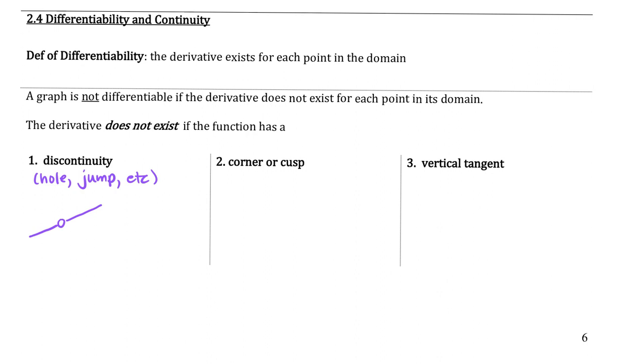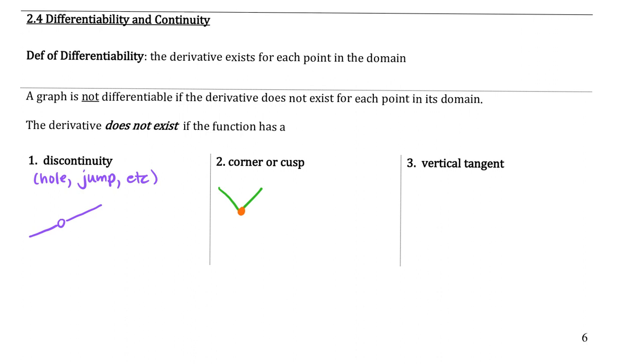A corner looks like this. Okay, and then at that corner right there, the derivative does not exist because if I approach from the left, the derivative is negative. If I approach from the right, the derivative is positive. So if you're at this exact point, what is the derivative there? Is it the negative slope? Is it the positive slope? It's not zero because it's pointy. So it's unclear. So it does not exist.